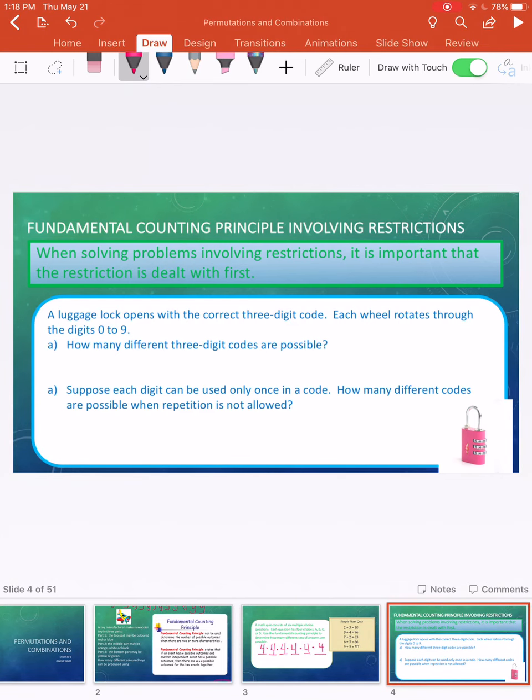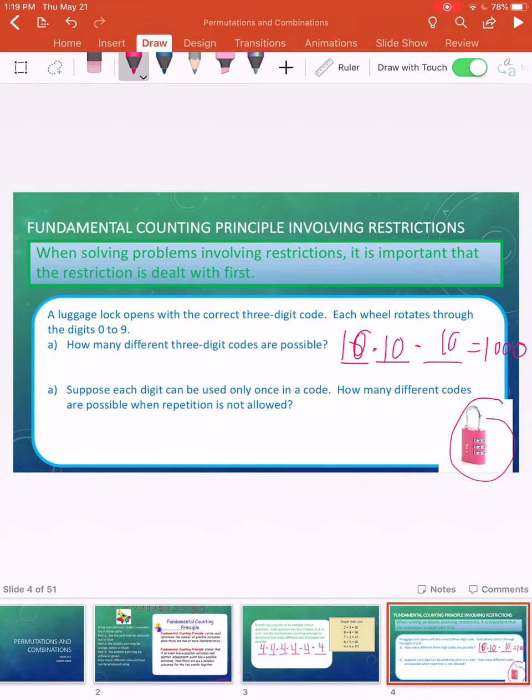To start with, we have a luggage lock. There's my picture with the correct 3-digit code. Each wheel rotates through digits 0 to 9. How many different 3-digit codes are possible? Okay, so we can really have any code. I can have 0, 1, 2, 3, 4, 5, 6, 7, 8, 9. So in total, I have 10 options for each of these. So I'm going to go 10 times 10 times 10, and that will represent all the possibilities. So I end up with 1,000 different possible codes.